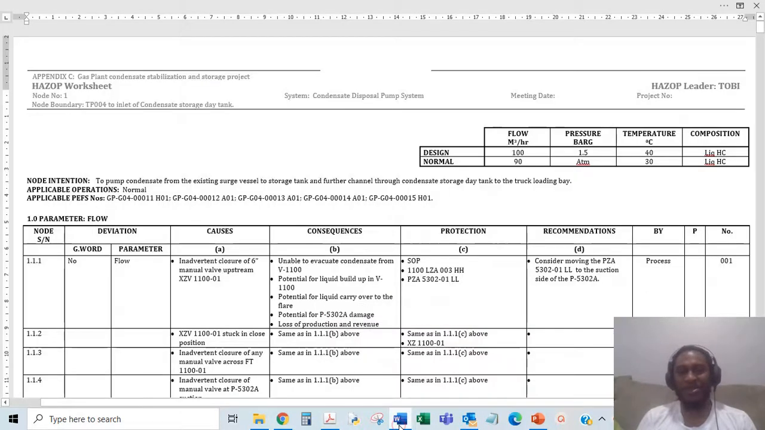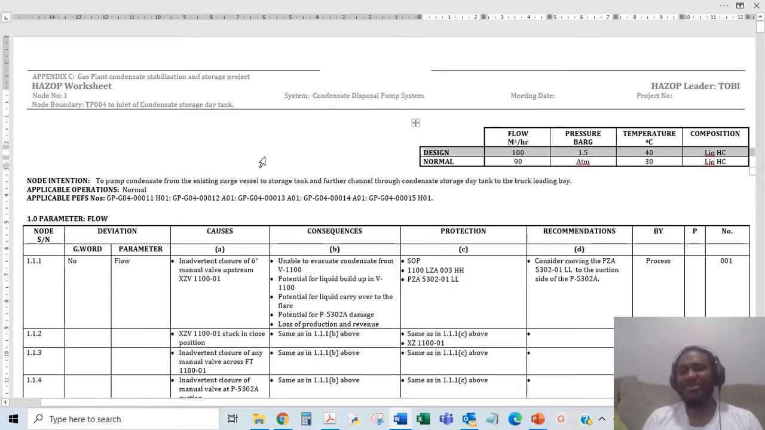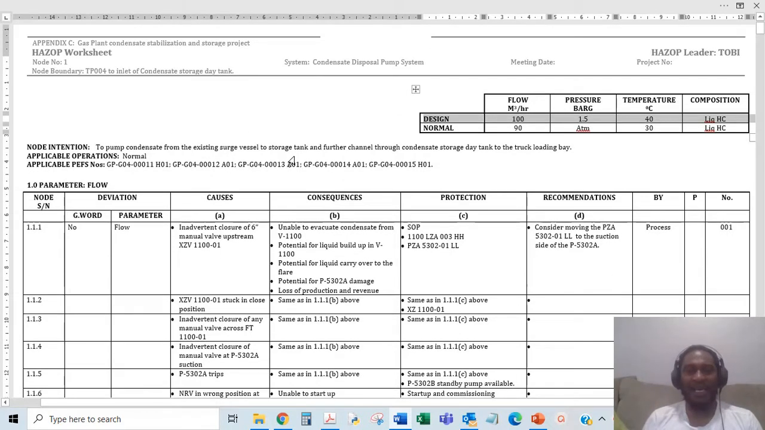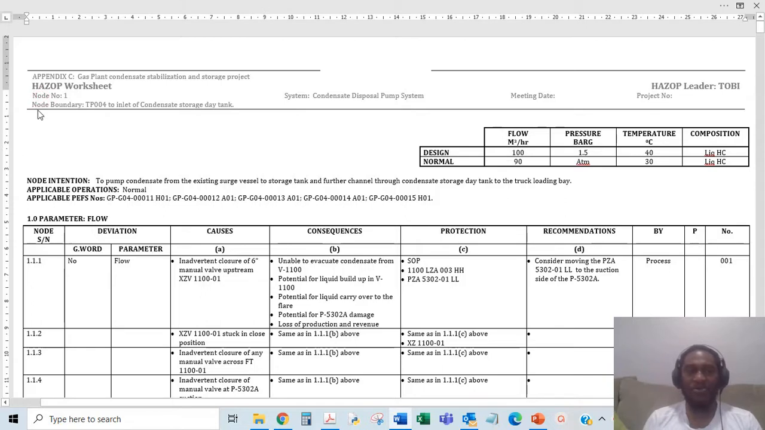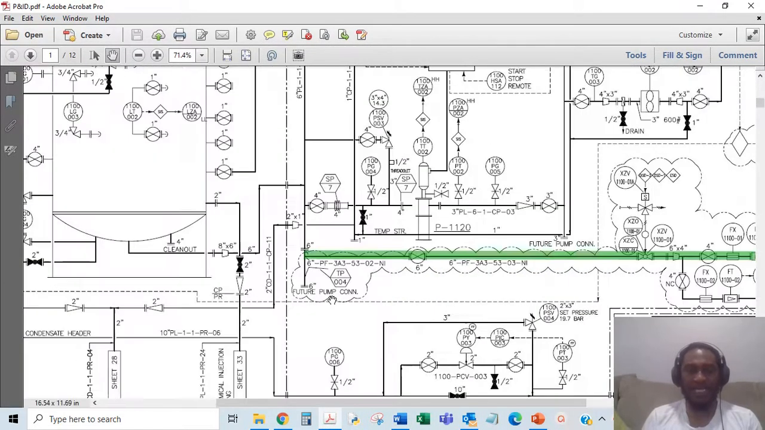So now we go to the worksheet, and this is the gas plant's condensate stabilization process. As I explained earlier, this is our HAZOP worksheet, and before you go into your HAZOP, you have to give all the parameters and fill up all the little things that are in the worksheet. This is the gas plant's condensate stabilization and storage project HAZOP worksheet. You have to name it node 1. Your node boundary is very important. So you go back to your node boundaries, explaining where your node starts from and where it ends.